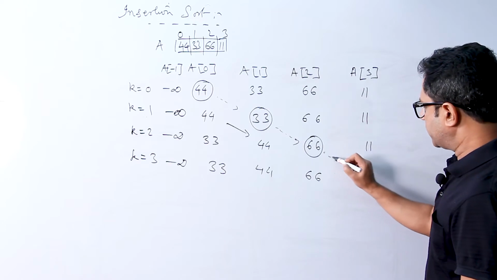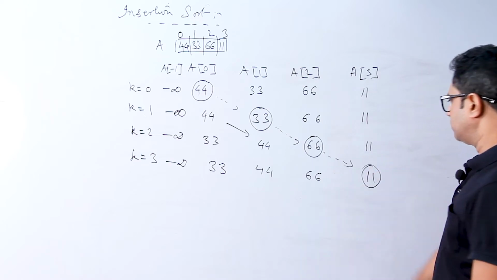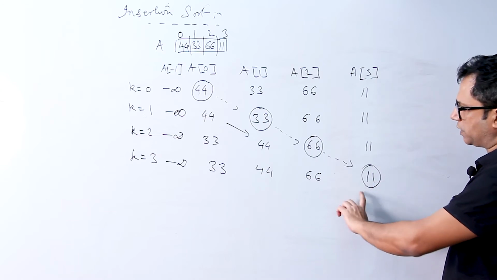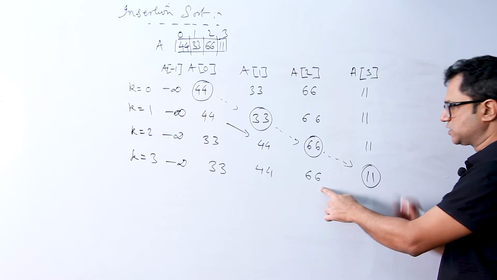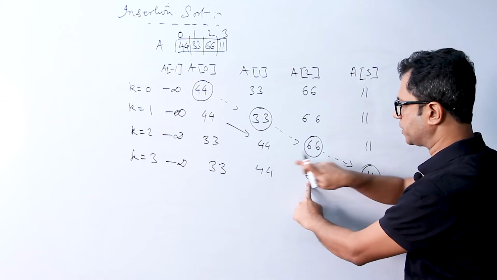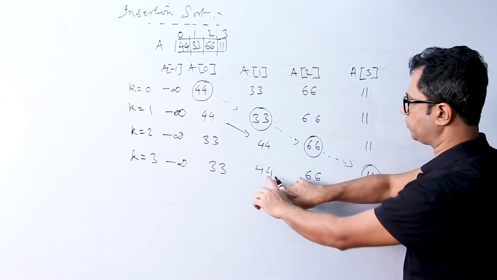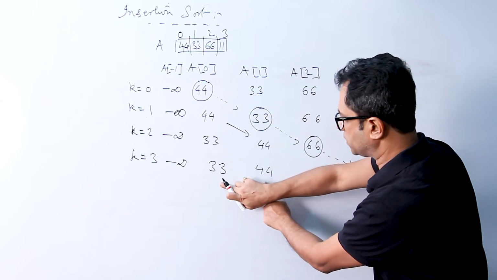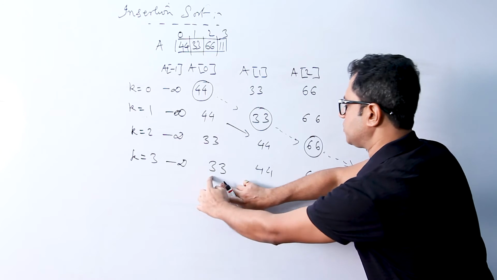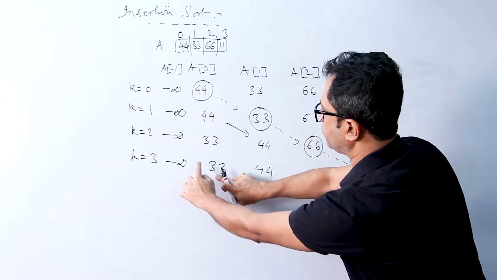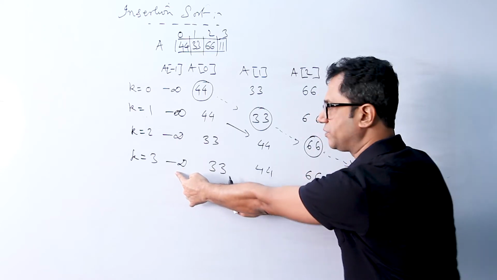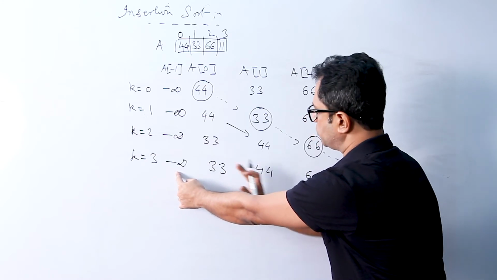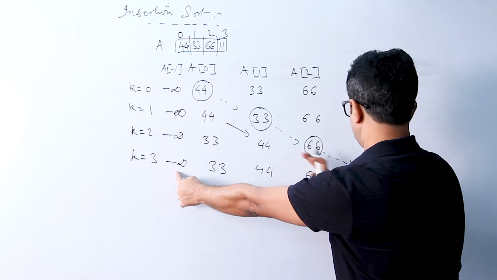After this we will again go in a diagonal fashion and encircle this 11. See, this 11 will now be compared with 66, it is less than 66, so it will go to this position. Again it will be compared with 44, it is less than 44, so it will occupy this position. Again 11 will be compared with 33, and shifted to this position. Then 11 will be compared to minus infinity, and minus infinity is less than 11. So, 11 will be stuck in this position, and the repositioning of 11 takes place in a chain system.